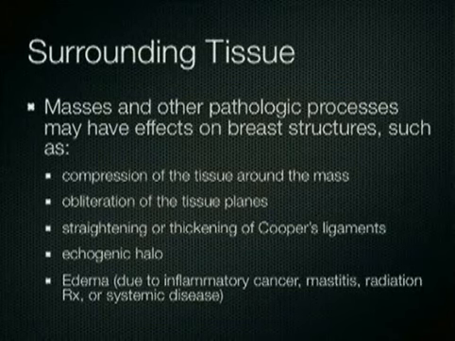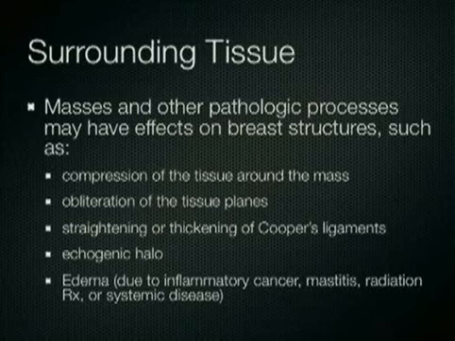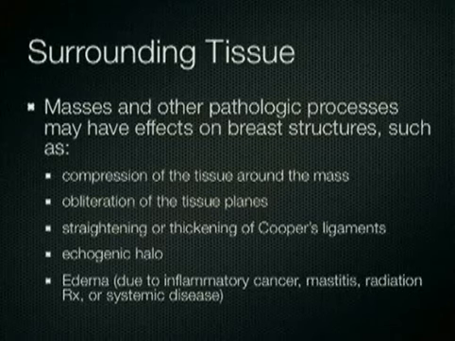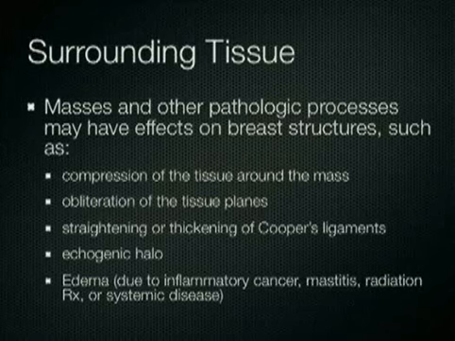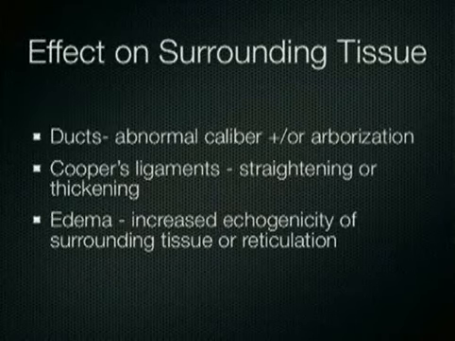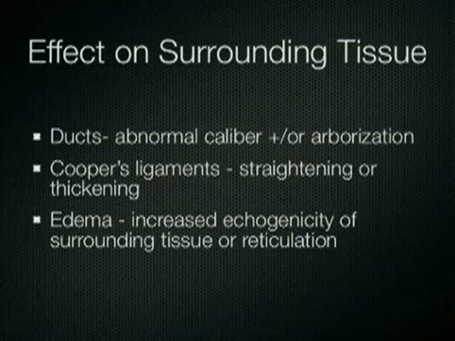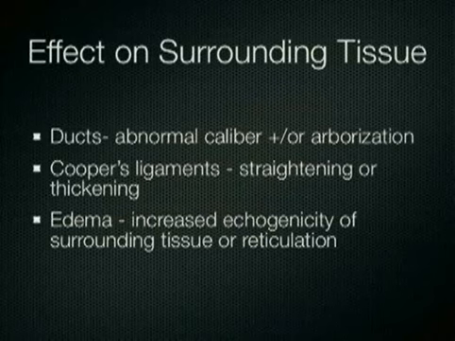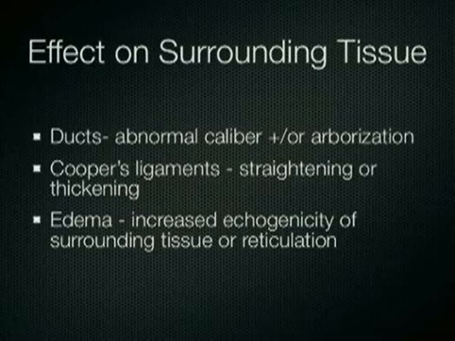Lesions may be associated with changes in the surrounding soft tissues. These include compression of tissue around the mass, obliteration of tissue planes, changes in Cooper's ligaments, the echogenic halo, which has been described in the boundary descriptors, and edema. Ducts may be shown to have abnormal caliber or branching. Cooper's ligaments may show straightening or thickening, and increased echogenicity in surrounding tissue or reticulation of the tissue may be seen in association with edema.